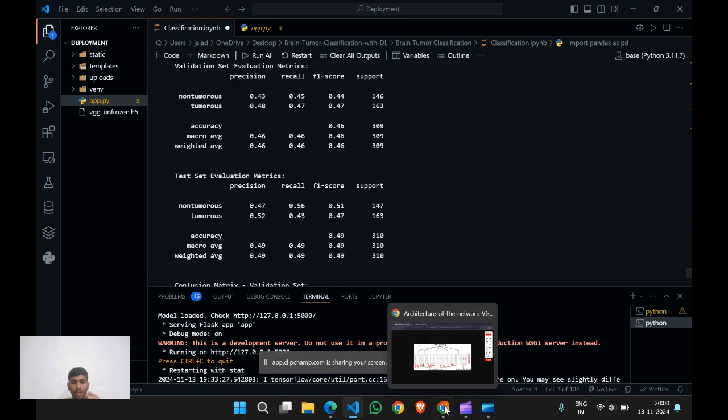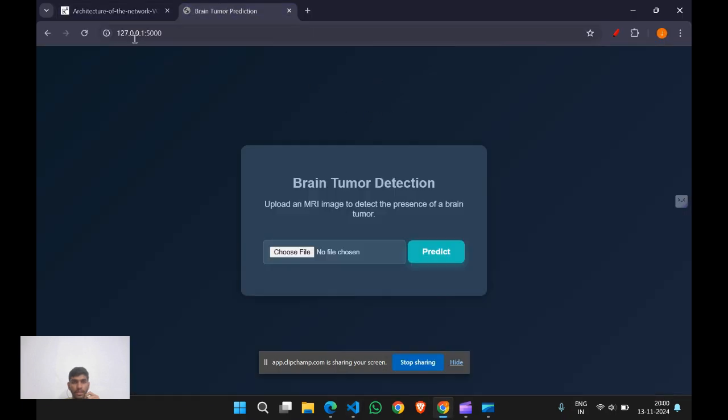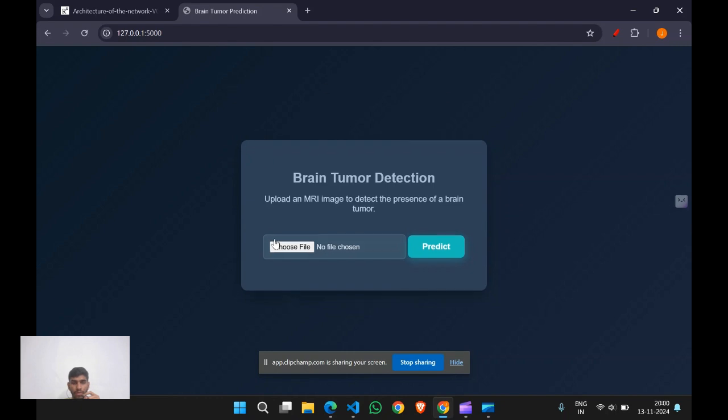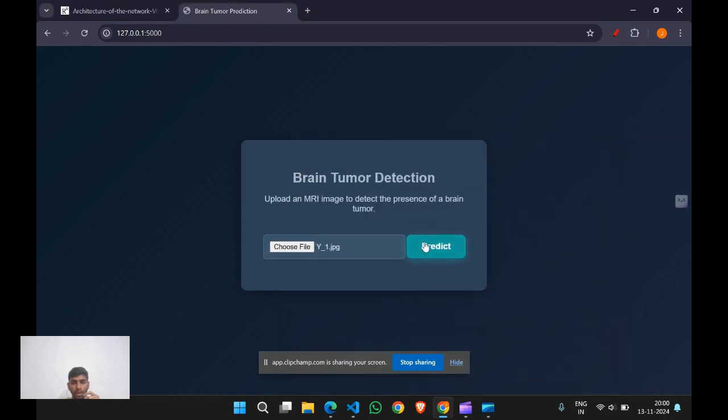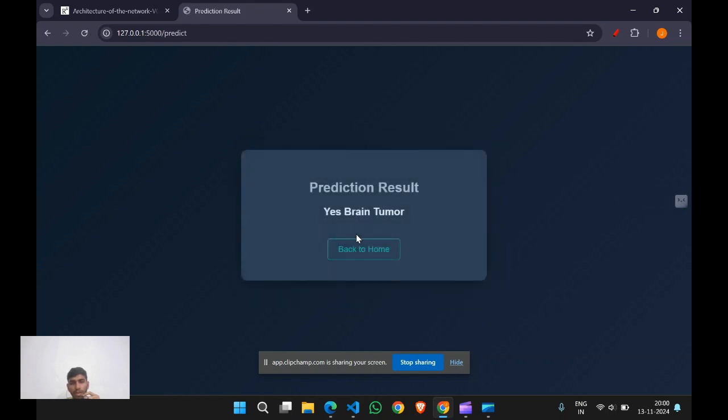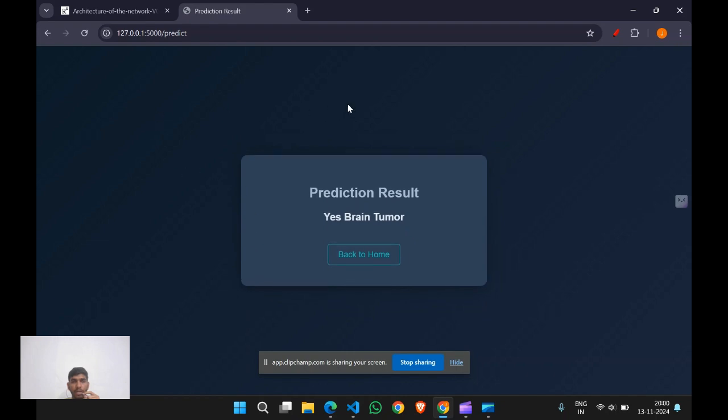Coming onto the deployment part, this is the basic Flask application which I have used. In this, we can choose a file. Let me choose a file and upload it. Here we have a predict button. When we click it, it starts predicting. So here you can see that it has predicted correctly that it has a brain tumor.